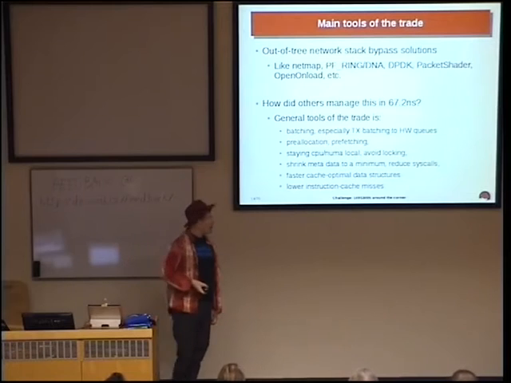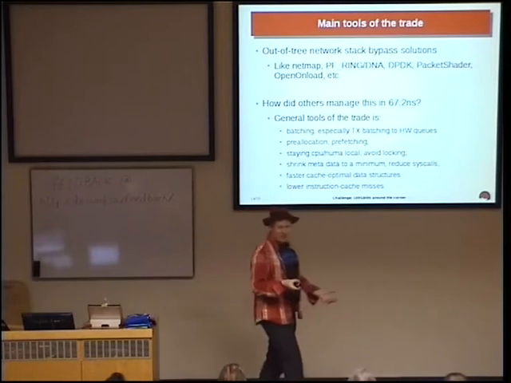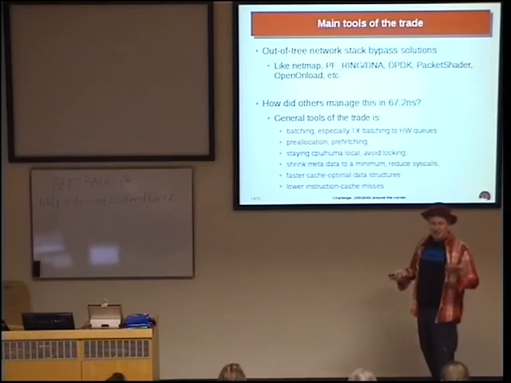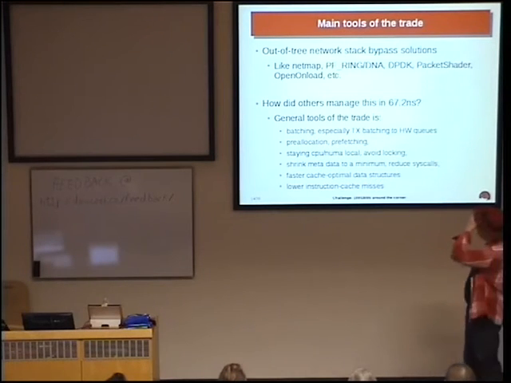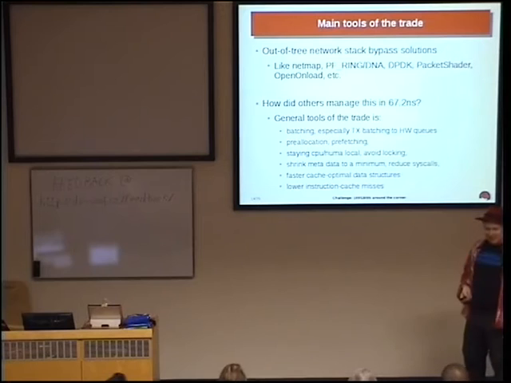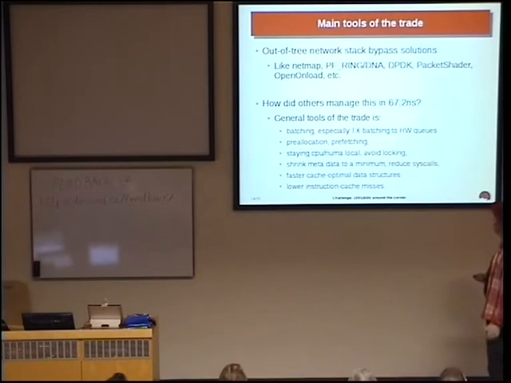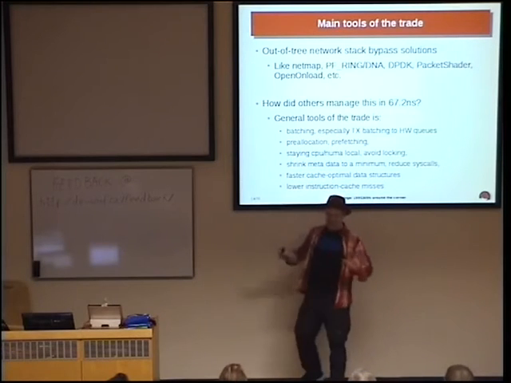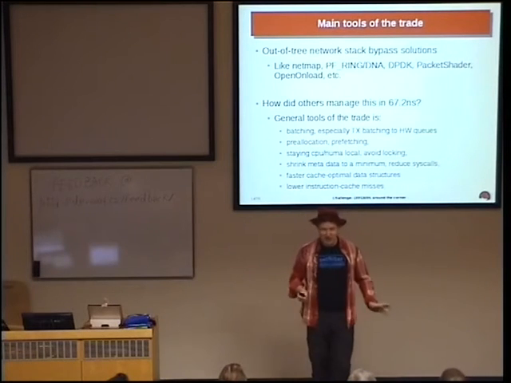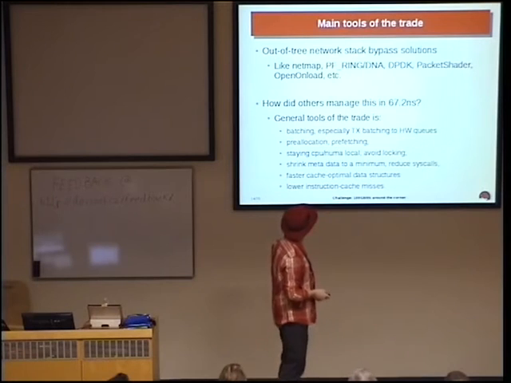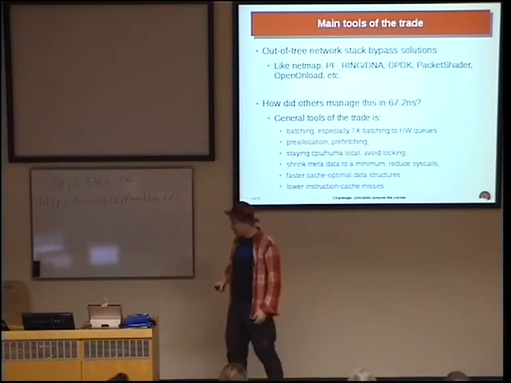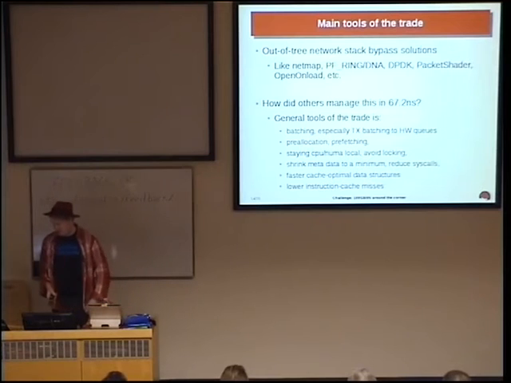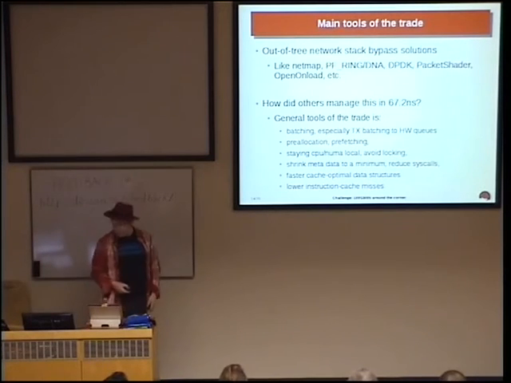We have seen all these numbers, and when they add up, it is like, how can you do this? This sounds like an impossible task. What is going on here? How did the other guys manage this? The main trait to illustrate is batching. Batching you can do on all different kinds of levels. Another thing we found out was the transmit queue. I think I have some more slides about that.